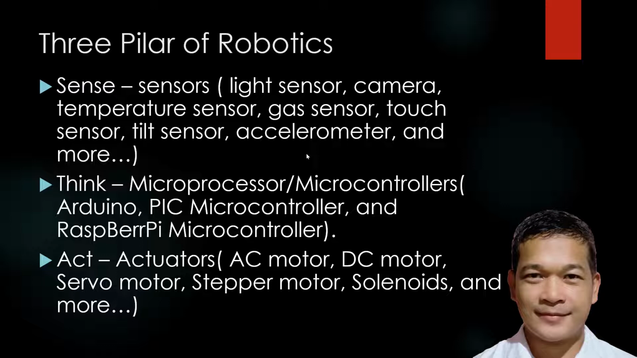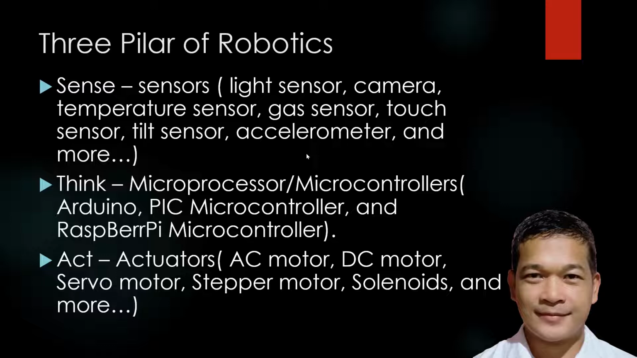Then the second pillar of robotics is that the robot must know how to think. In human beings, we have the brain. In robotics, we are using microprocessors and microcontrollers. Usually the Arduino is used in robotics to control and process the actuators and data from sensors. Aside from Arduino, we have the PIC microcontroller and the Raspberry Pi.